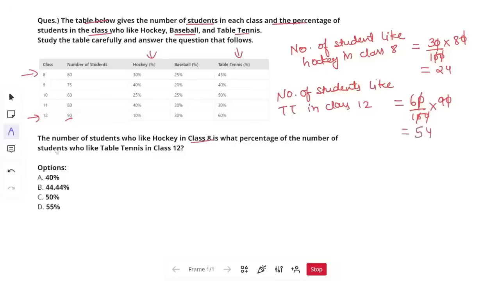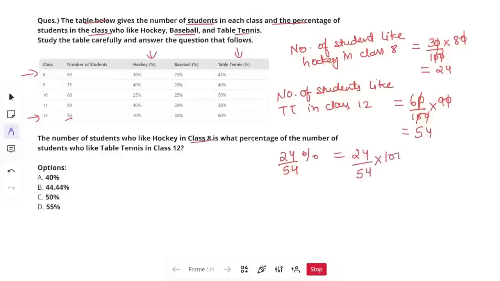Now what we are asked is: the number of students who like this is what percentage of the number of students who like that? So basically we have to find the relation of their percentage. How can we do this? Simply 24 by 54 for the percentage, right? So in order to simplify this, how can we do that, right?